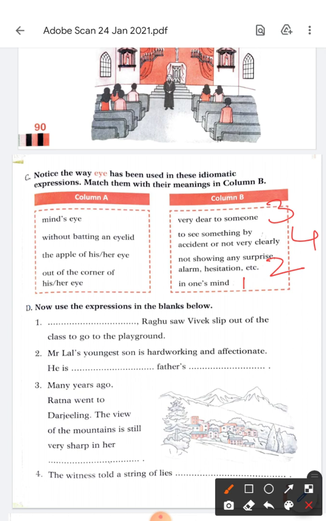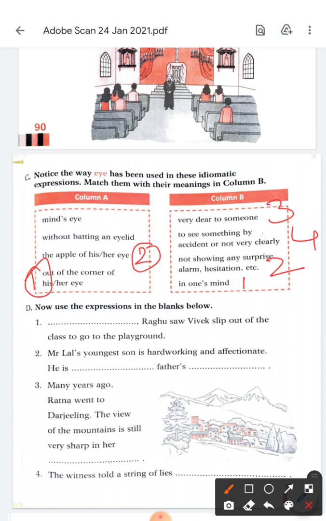Did he know that Vivek would be going out? No. So just by chance Raghu saw him. Which one will it be? Out of the corner of his eye, Raghu saw Vivek slip out of the class to go to the playground. Mr. Lal's youngest son is hardworking and affectionate. He is the apple of his father's eye.